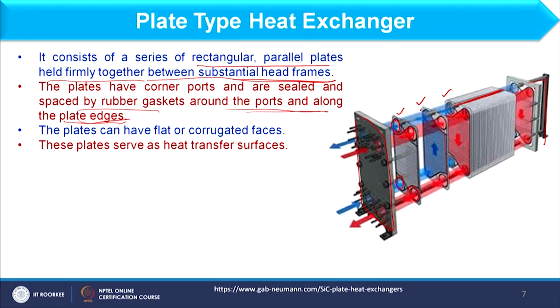Okay. So, each plate will have 4 corners, and if you consider this particular plate, the second plate, here we have this black assembly. Here we have this black assembly, and this black assembly is nothing but the gasket. Okay. Now, if you focus on this plate, what will happen when fluid is coming? And how does the movement of fluid occur over here?